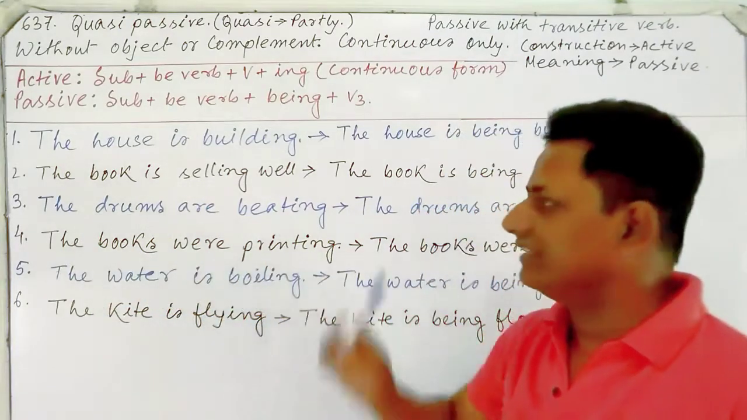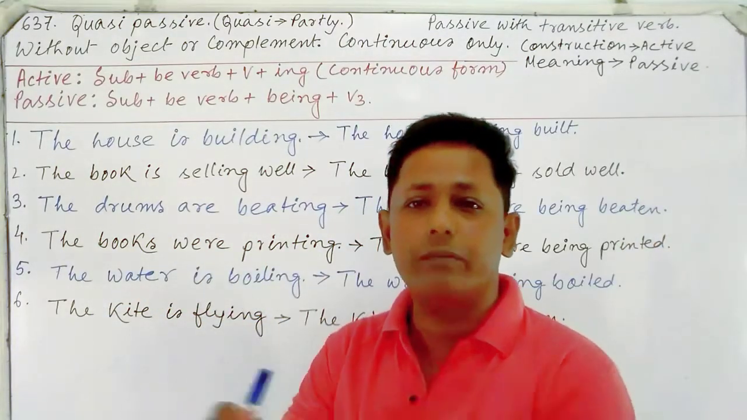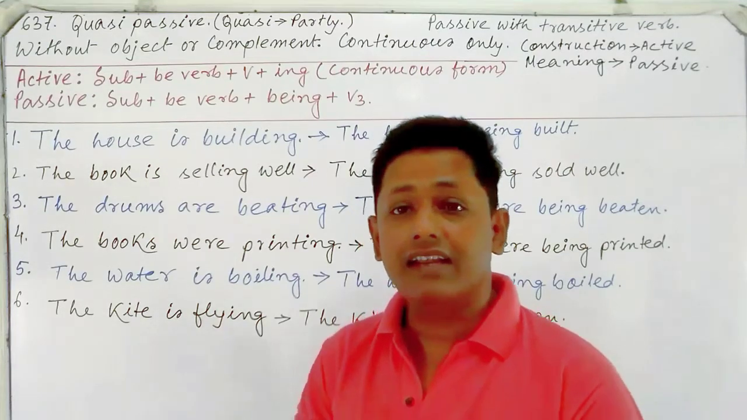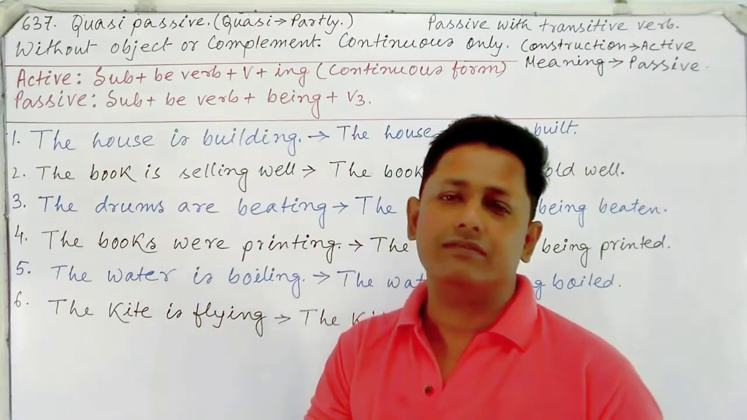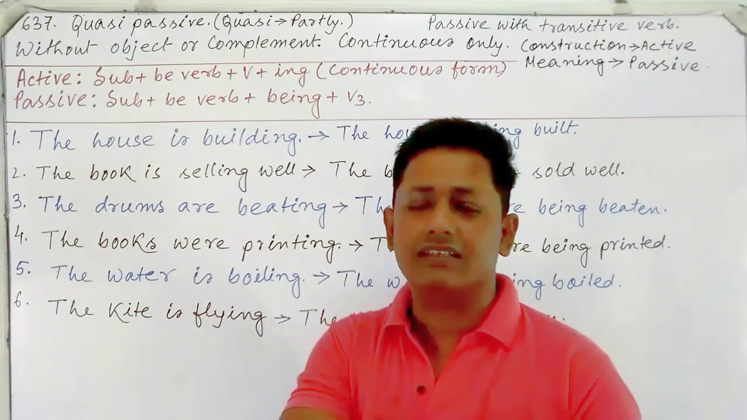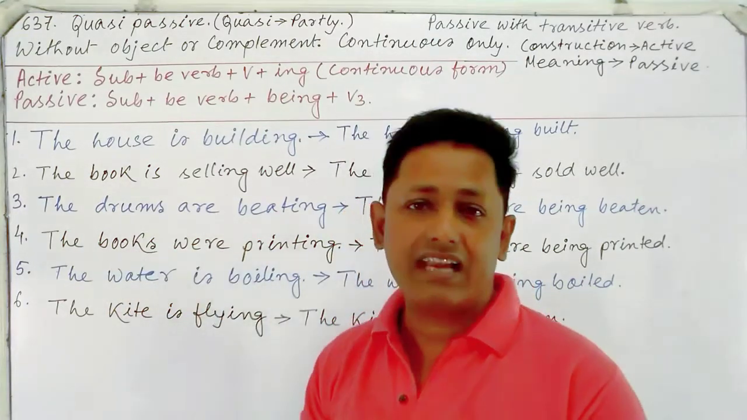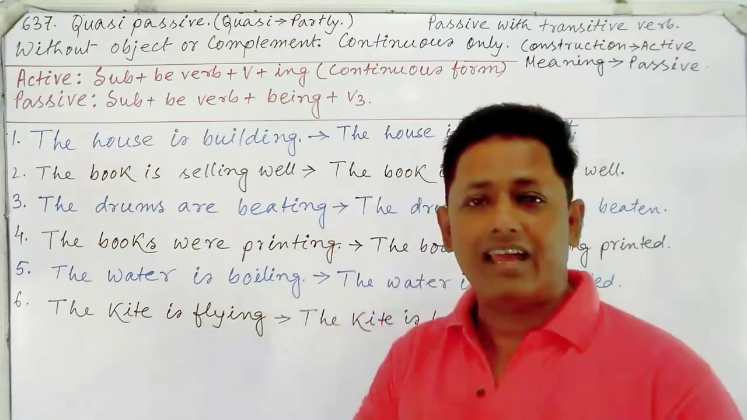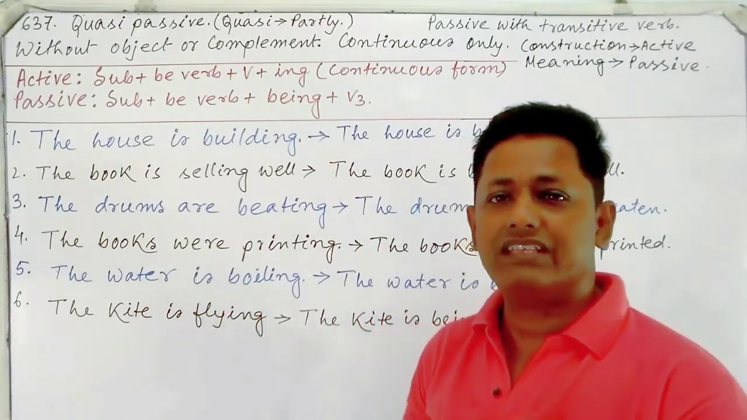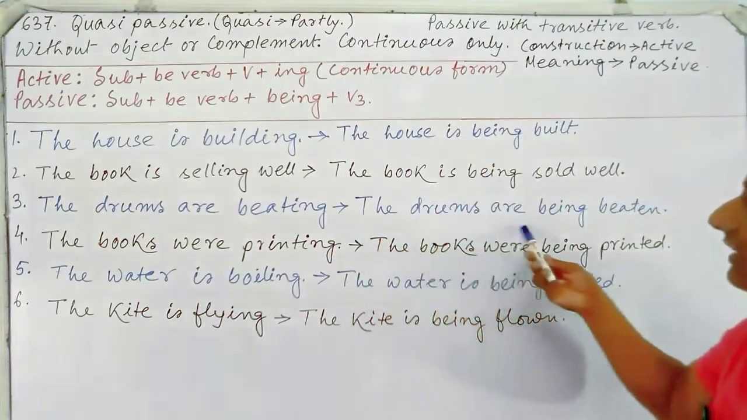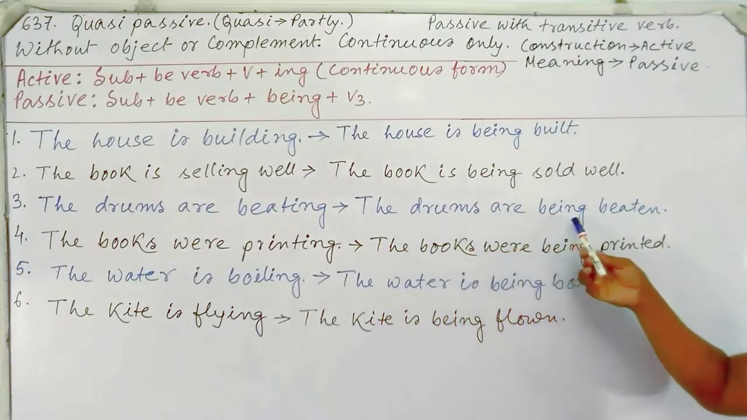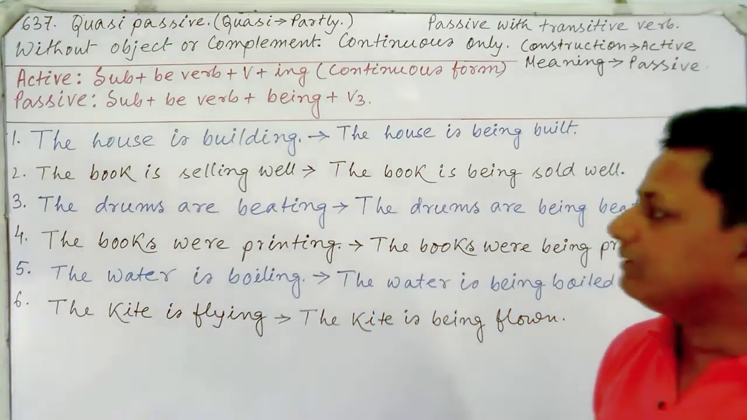The drums are beating. It doesn't mean the drums are beating something. Here the meaning is passive: the drums are being beaten. Some people are beating the drums. But the construction is active with passive sense. And when we turn the sentence into passive, we follow this construction: the drums are being beaten.